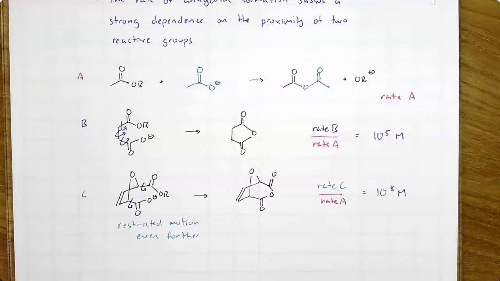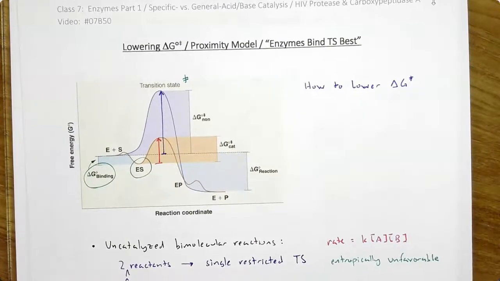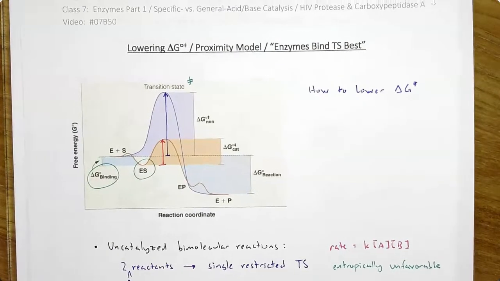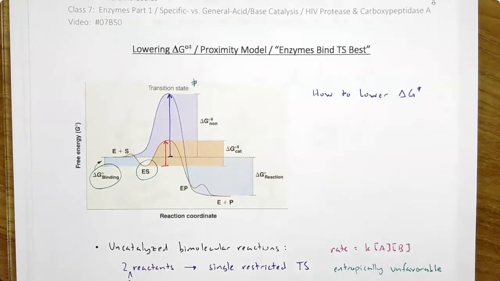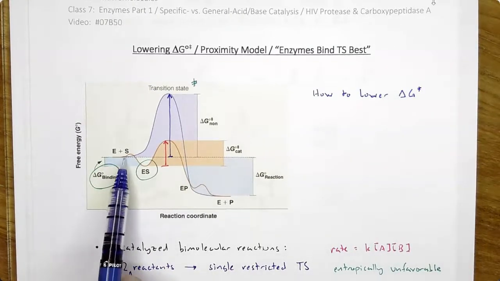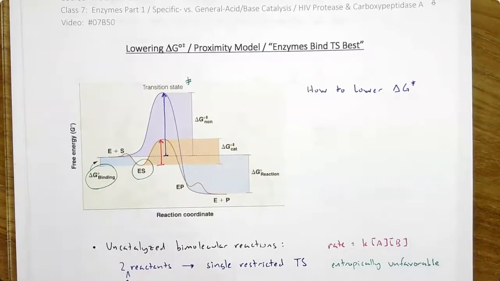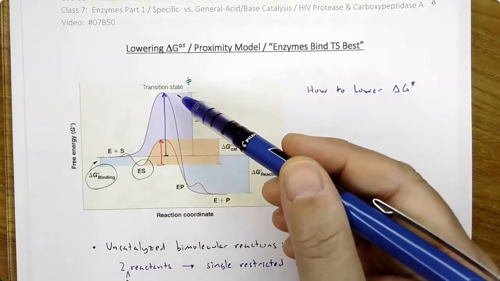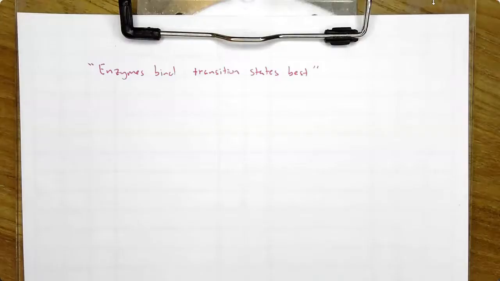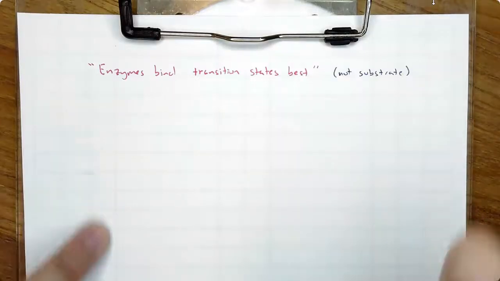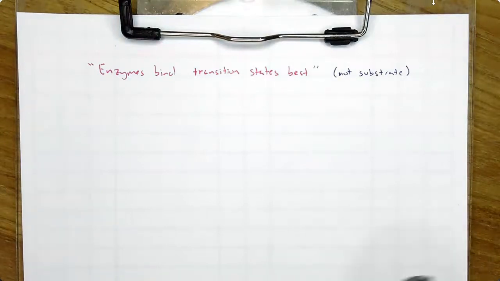The next thing I want to talk about is this idea that for the enzyme to work really, really well, it doesn't really want to bind the substrate that strongly. It wants to bind the transition state more strongly. What we want to remember when we think about enzymes lowering the delta G double dagger is that enzymes bind transition states best. Let me jot down a couple notes to try to illustrate this.